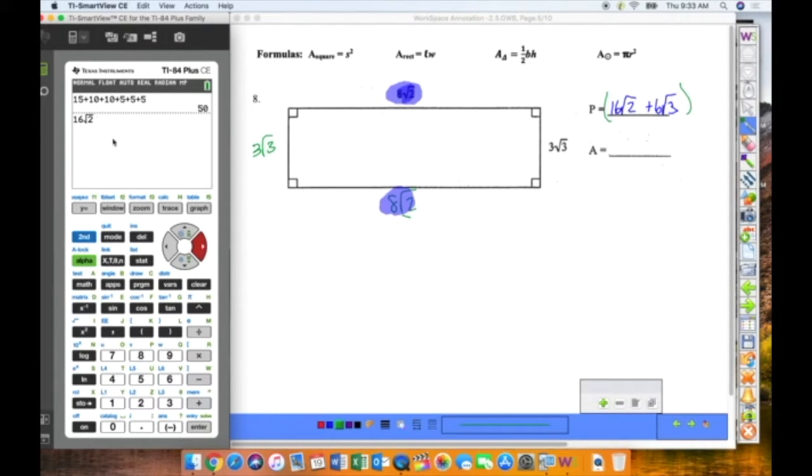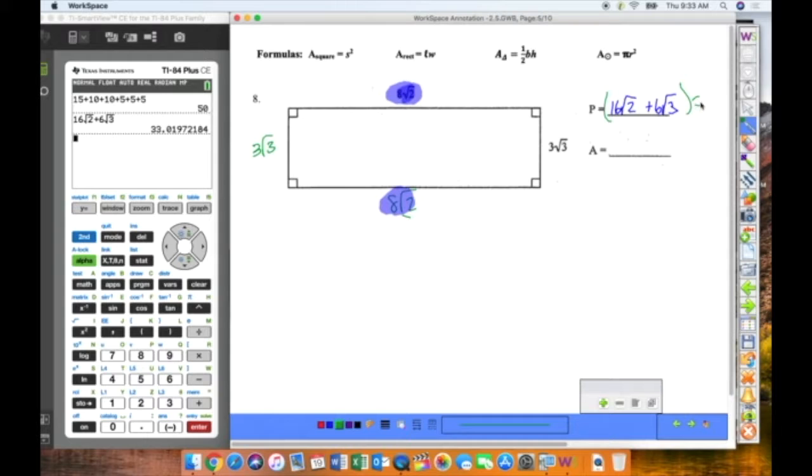Get out of that radical, either close your parentheses or hit the right arrow key, depending on what kind of calculator I have, plus 6 square roots of 3. And round that to the nearest tenth. That's going to be about 33.0. Remember, we do use the 0. Don't discriminate against 0. It's a number just like everybody else. And the label on that, since they don't give me one, is going to be units.